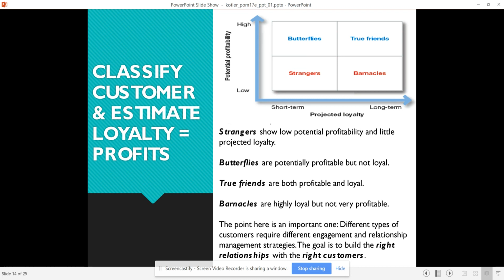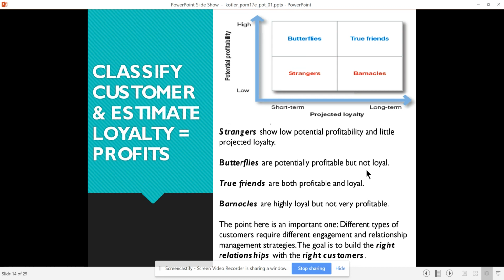So strangers are low potential profitability and little loyalty projected. So strangers are people that may not know me yet. And so right here, I'm not going to make tons of money off of them. So that might be a strategy I use. But again, the whole point of marketing is to make profits.